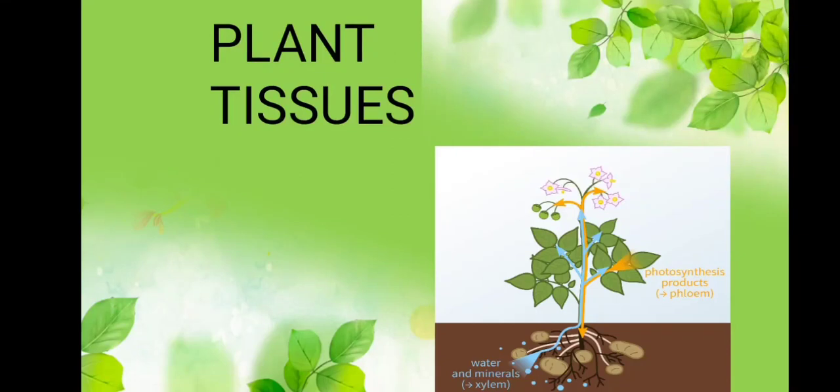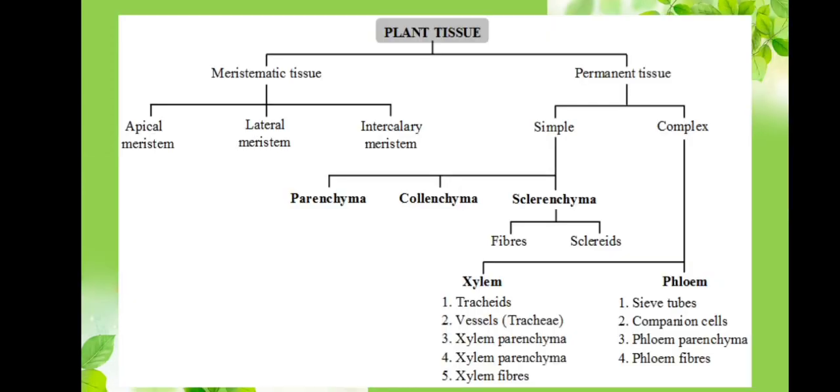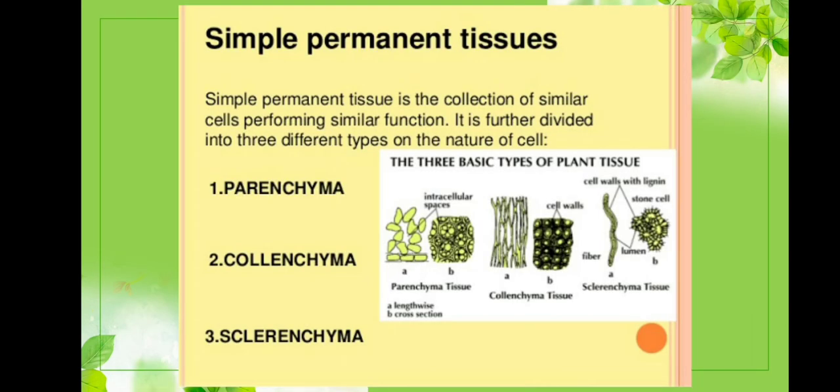In this video, we learn about simple and complex permanent tissue. In the previous video, we already discussed the meristematic tissue of the plant tissues. Now we'll see simple permanent tissue. The simple permanent tissue is the collection of similar cells performing similar function.